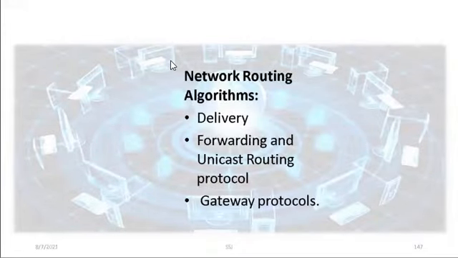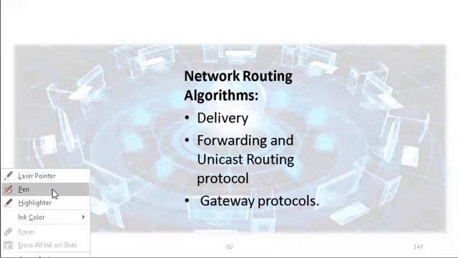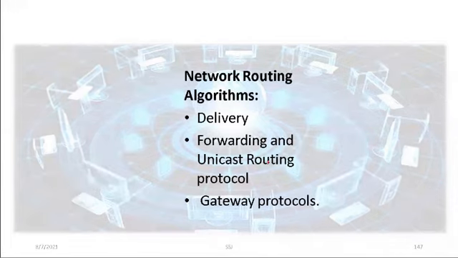Good afternoon. Today we will be studying the next topic of Unit C, which is Unicast Routing Protocol. In the previous classes, we have already covered the terms delivery and forwarding. Delivery is basically the handling of a packet by the network layer, and forwarding is how the packet is transferred or routed through the routers, from one router to another.